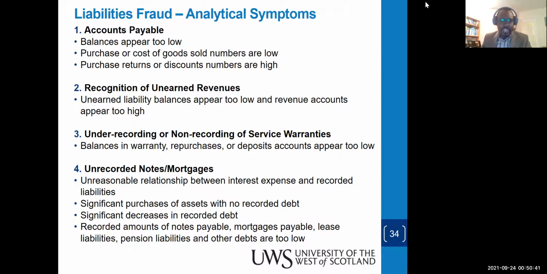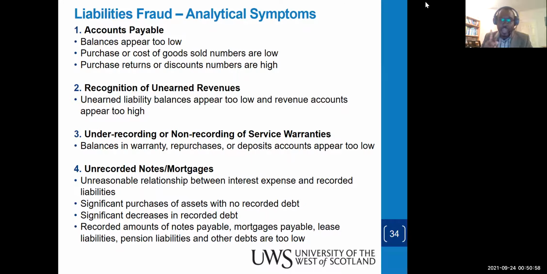Question it. Significant purchase of assets with no recorded debt. Did they really buy the asset with cash? Can we find evidence? Okay. And it doesn't make sense for you to go and buy this whole asset with cash when you can go for a finance lease.